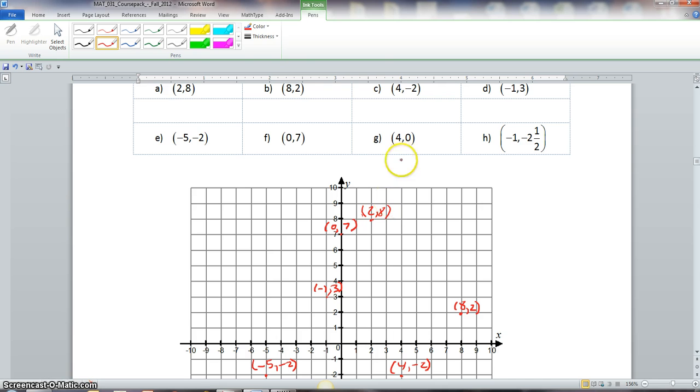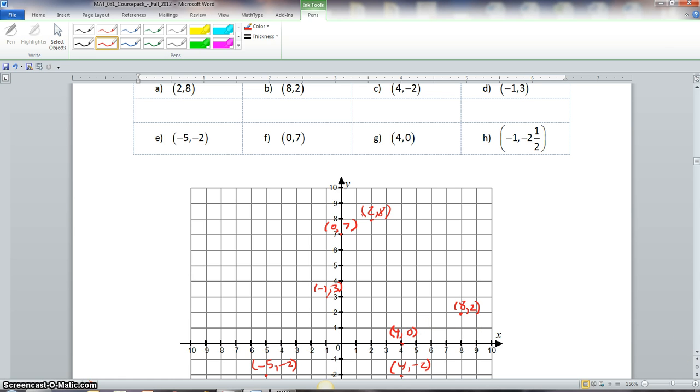Okay, next we go to G. G, we have order pair 4, 0. So we go to the origin again. We have to move to the right 4 places. And then we look at our Y. Our Y is 0, so we stay here. So our point here will be 4, 0.